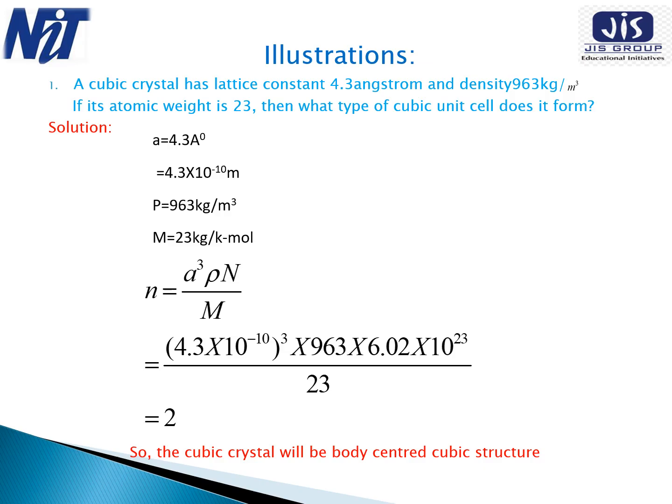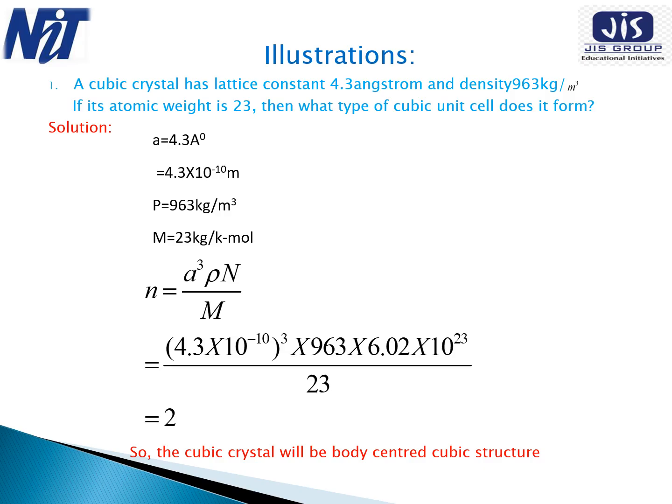So because of that, a will be equal to 4.3 into 10 power minus 10 meter. Density is also given. This is equal to 963 kilogram per meter cube, and molecular weight is also given, that is 23. So when we use the formula, n is equal to a cube rho N by M, we know the value of all of them.